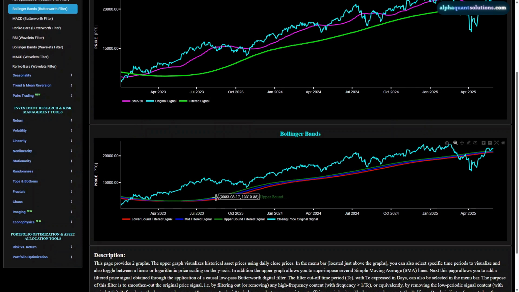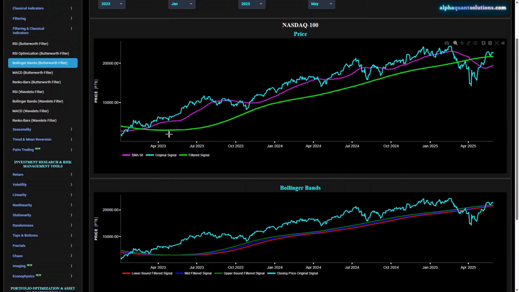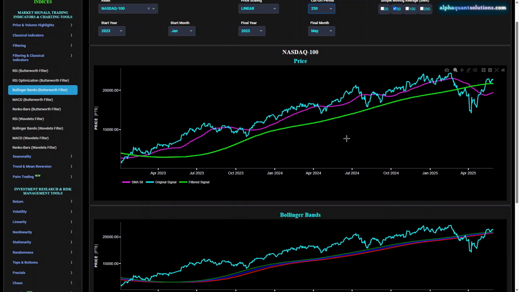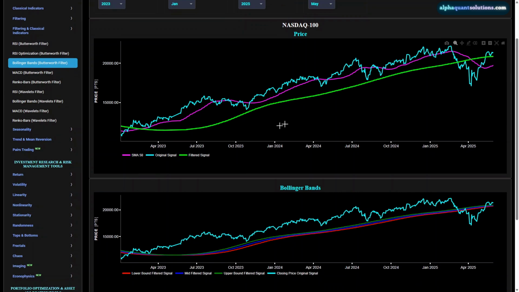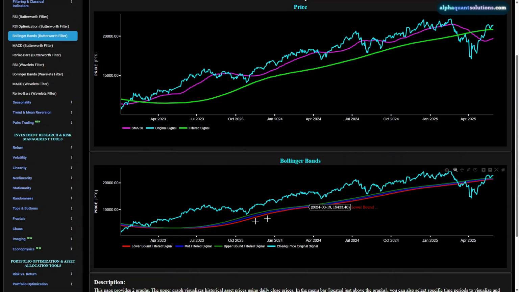Notice that when we look at the Bollinger Bands, the three lines tend to almost overlap on top of each other. This is because these three lines are derived from the green line, the filtered line, which is now very smooth. It only keeps the very low frequency behavior, and any high frequency, volatile behavior has been filtered out. So this is why you also see such smooth boundary bands.